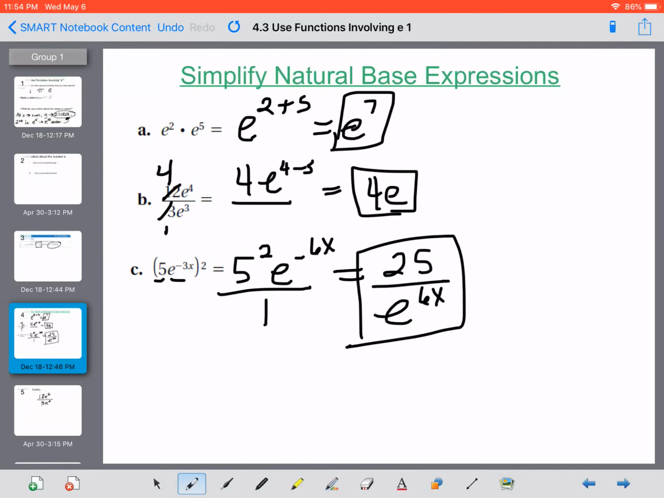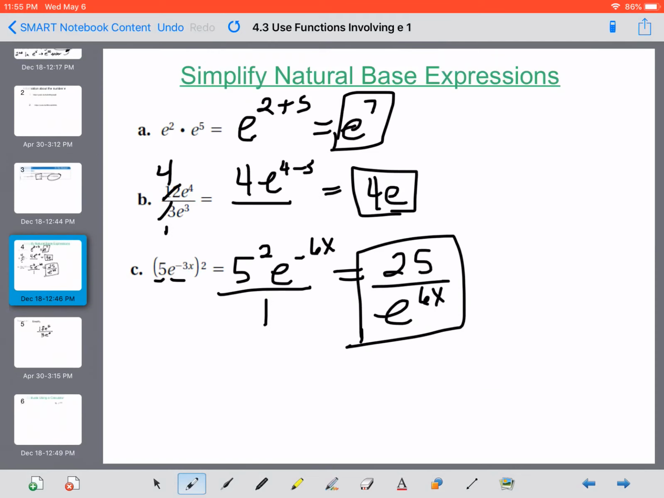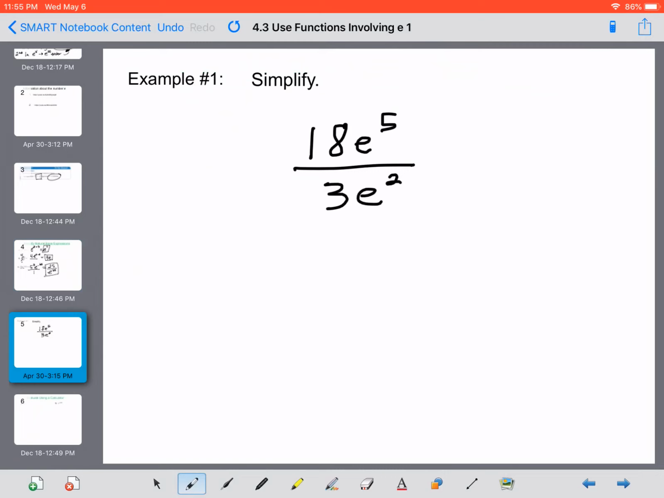So the big idea here is that you're going to apply the properties of exponents to the number e, basically treating it as a variable, but we're not putting that in the calculator. So you'll leave your answer in terms of e, but use the same properties of exponents. Okay, on the next slide is example number 1. I want you to complete that one in your notes and be prepared to enter it in the lesson check. 18e to the 5th divided by 3e to the 2nd.